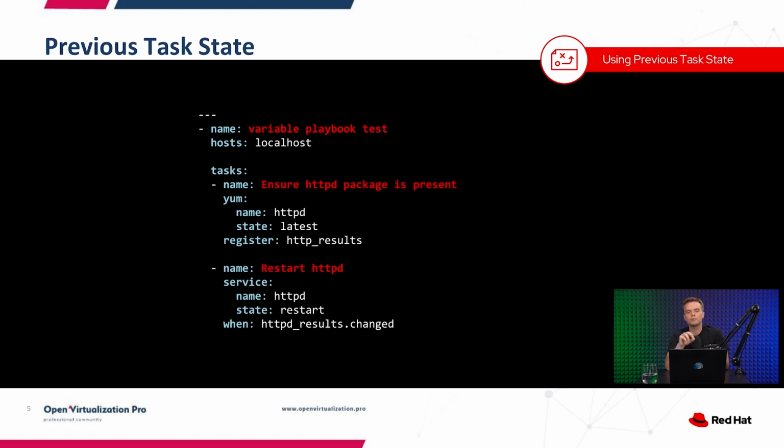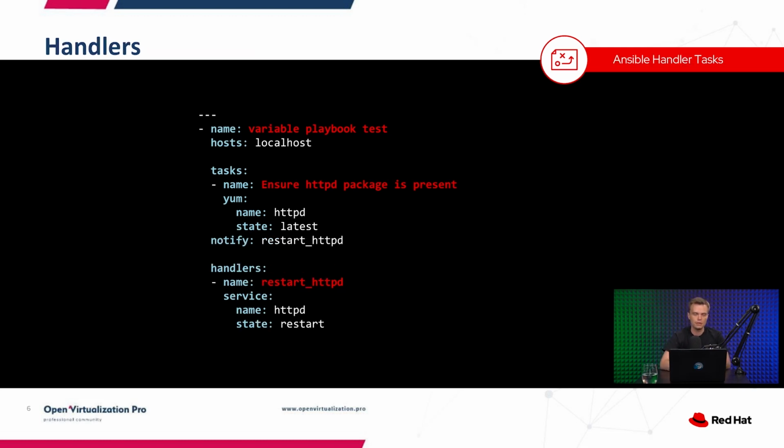So the HTTP results is actually a more complex object, with appropriate fields like the changed state reported for the task that it has been registered for. So the HTTP results variable is a data structure, or an object, you would say. Now you may wonder: okay, but I may have multiple tasks that can result in the HTTP server being restarted, okay? And this brings me to the handlers.